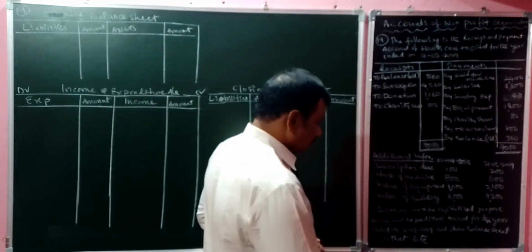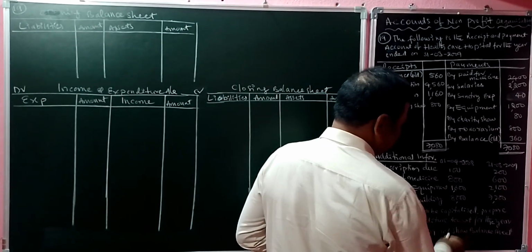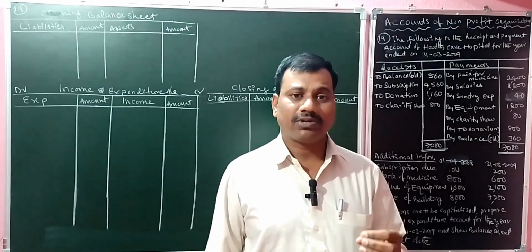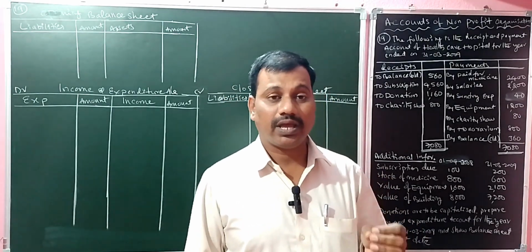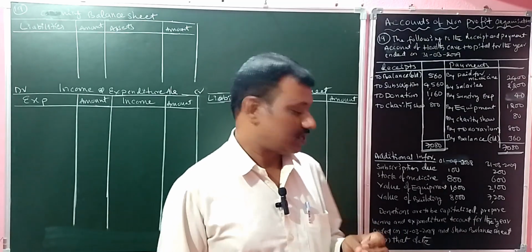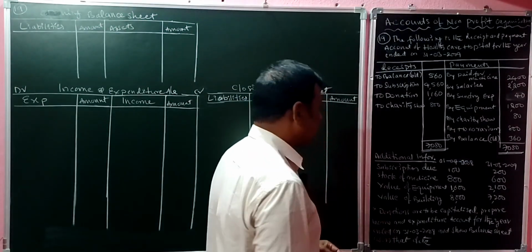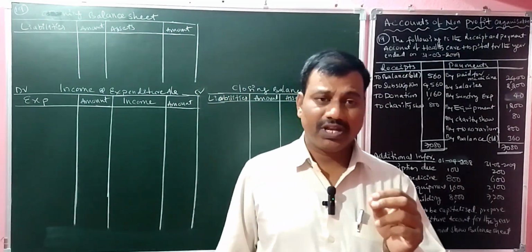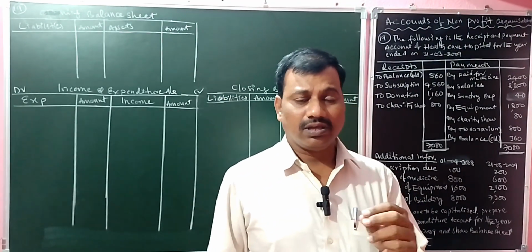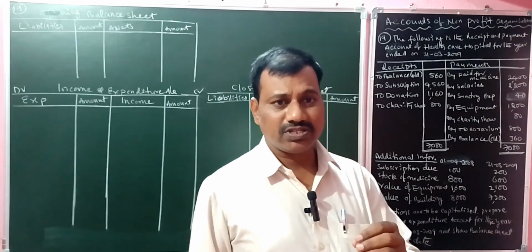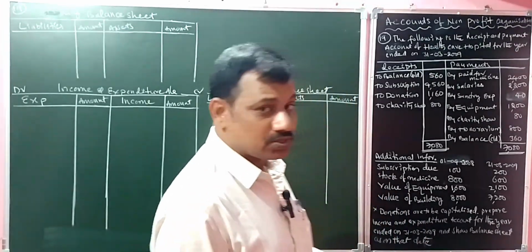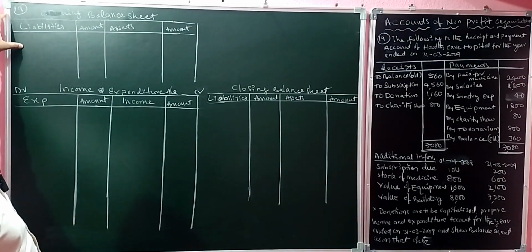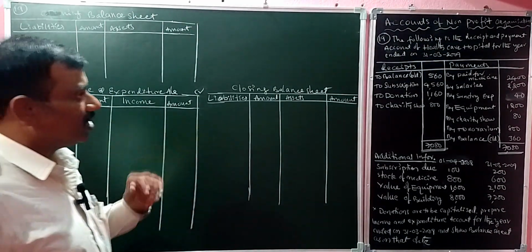Here, donations are to be capitalized. What they are saying is that the donation is taken on the liability side of the balance sheet. That is the important point. So here we have to prepare the opening balance sheet, income and expenditure account, and closing balance sheet. The format is already prepared on the board: opening balance sheet, income and expenditure account, closing balance sheet.